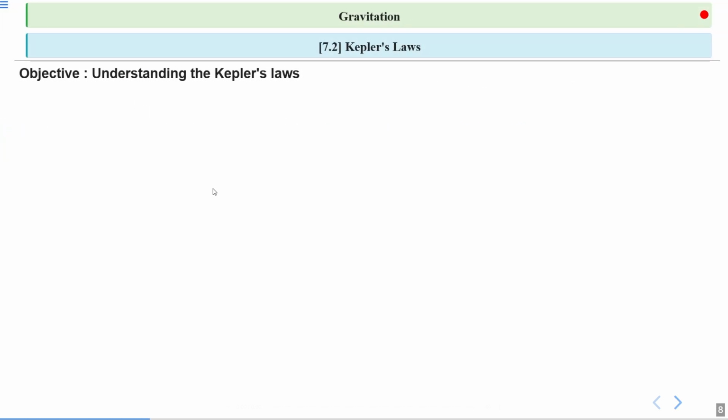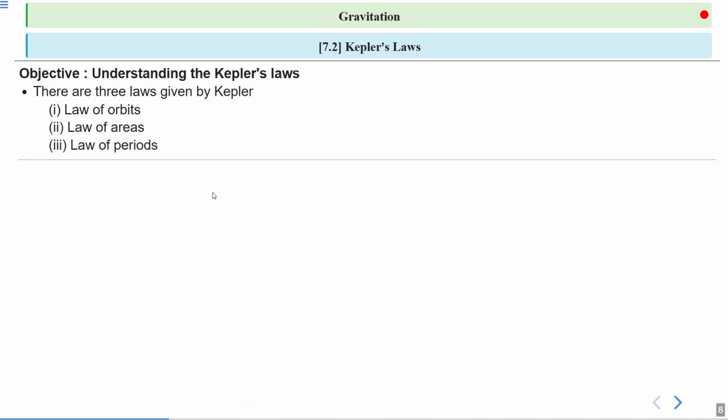Understanding Kepler's laws. There are three laws given by Kepler. First, law of orbits. Second, law of areas. Third, law of periods.